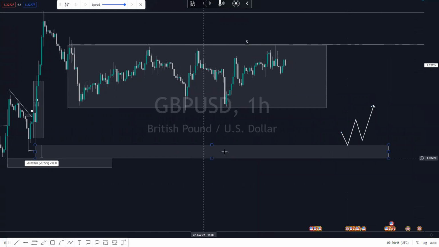I'm not going to be taking this. Why? Because this is so huge for me. So I'm going to be waiting for something simple, something small, in this particular place like this. Now, if I can see this, then I can take my buy. This should give us a maximum of 5 pips.